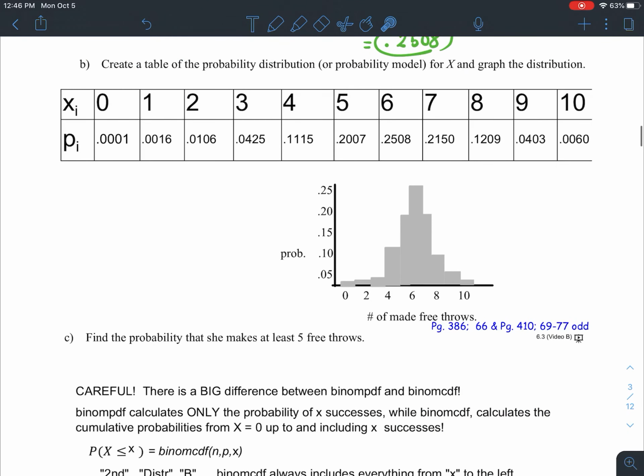We will go ahead in the next video and pick up then with how to find the probability that she makes at least 5 free throws here. Here are a few problems you can try.